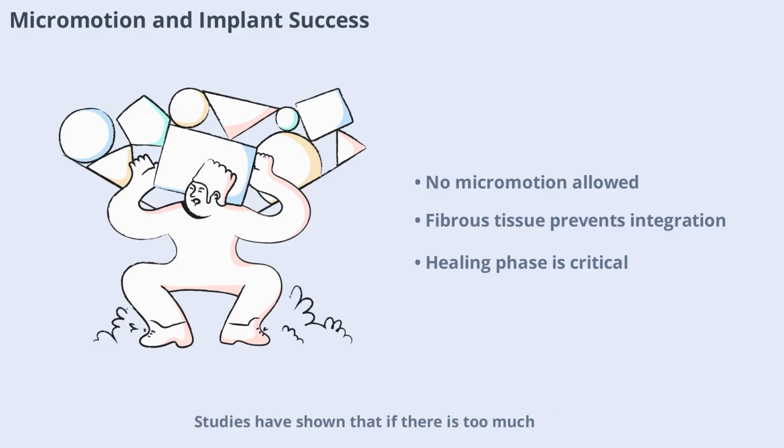A critical factor in successful osseointegration is the absence of micromotion at the bone-implant interface. Studies have shown that if there is too much movement between the implant and the bone during healing, a fibrous tissue layer forms instead of direct bone contact. This fibrous encapsulation prevents true osseointegration and can lead to implant failure. Therefore, ensuring the implant remains stable and unloaded during the healing phase is essential.